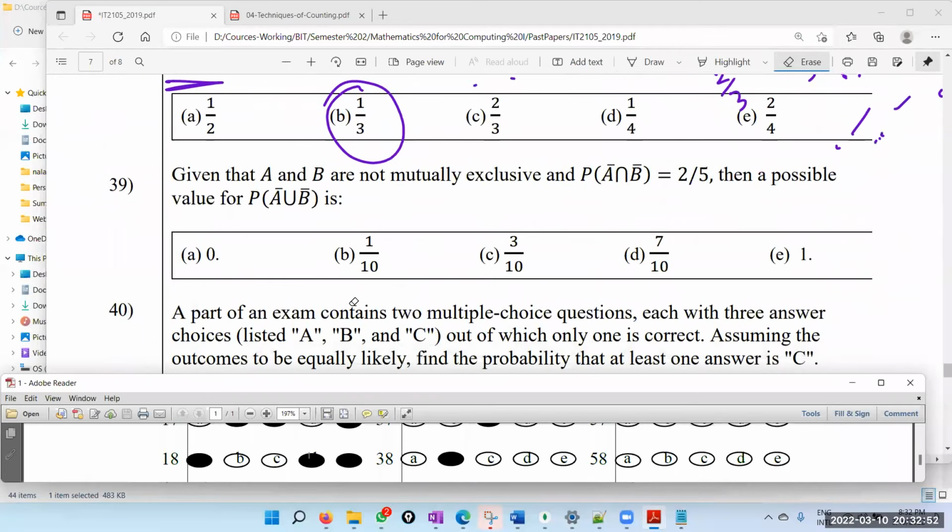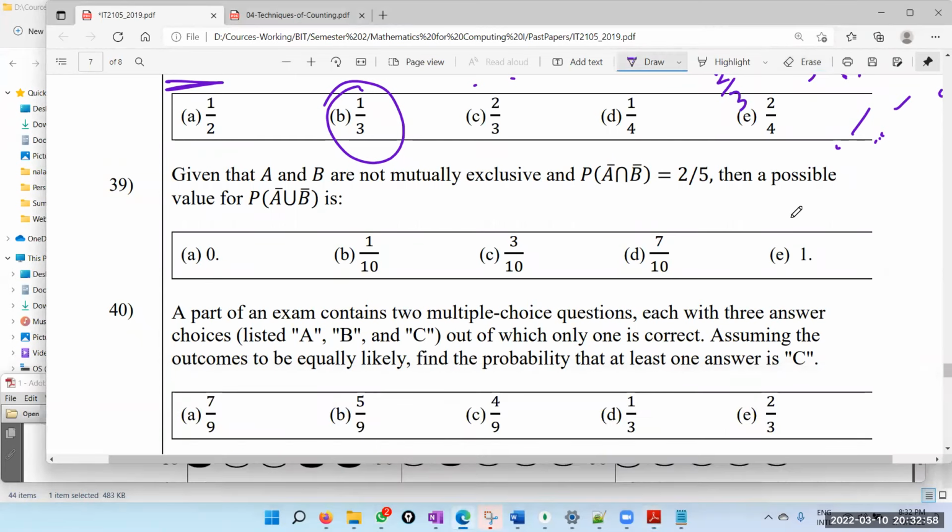39. Given that A and B are not mutually exclusive. Again, intersection and theta, right? So there's an intersection. They are not mutually exclusive.